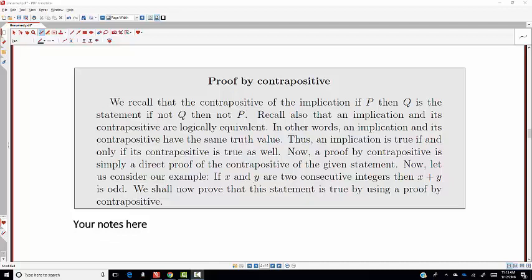So now remember that a proof by contrapositive is simply a direct proof of the contrapositive of the given statement. So for example, you're given a statement of the type if P then Q, and because if P then Q and if not Q then not P have the same truth value, to prove the first one, it is enough to prove the second one, and vice versa. All right. So to prove by contrapositive is to write down a direct proof of the contrapositive of the given statement.